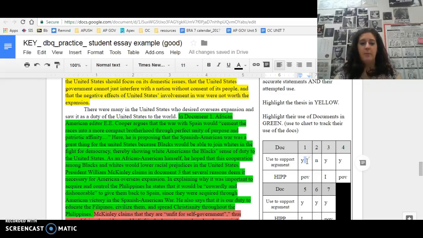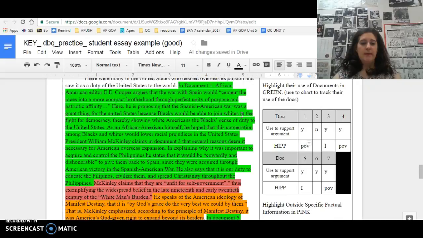Then they do get the point for point of view. As an African-American himself, he hoped that this cooperation among blacks and whites would lower racial prejudice in the United States. Good. That's a good use of point of view. So they get both check marks there. And you can see on the chart I indicated what part of HIP they got, POV.